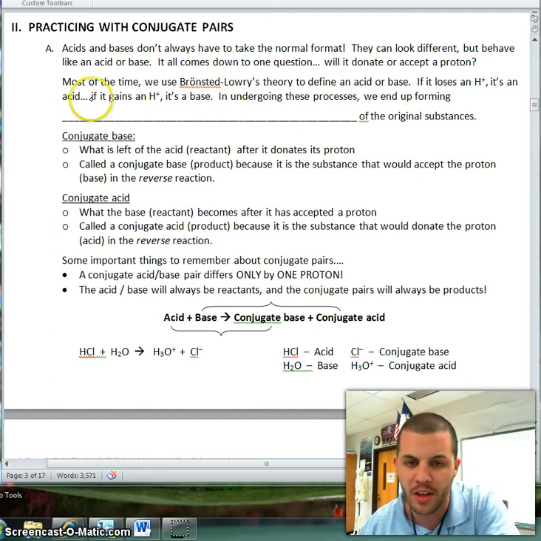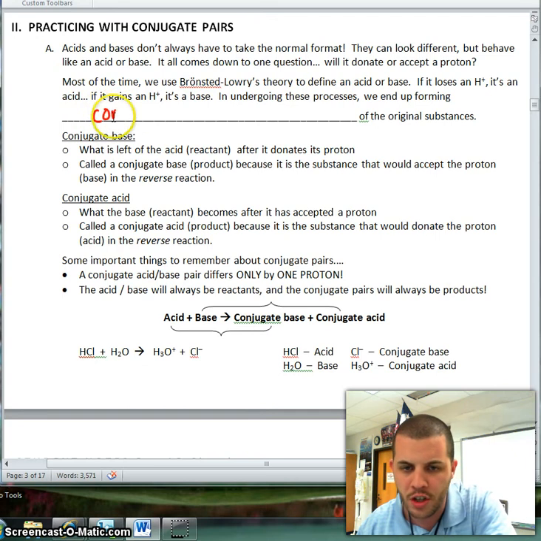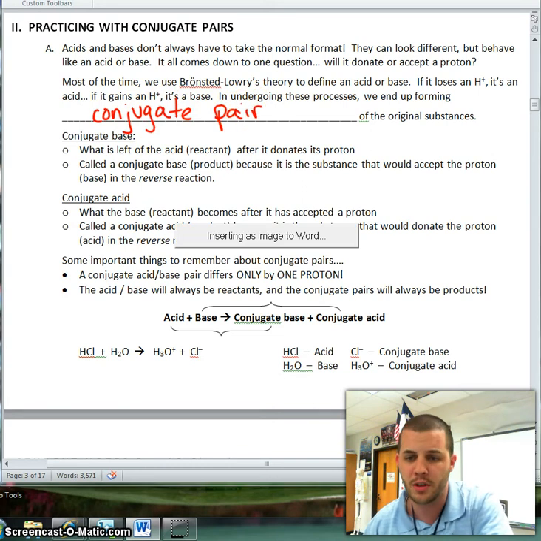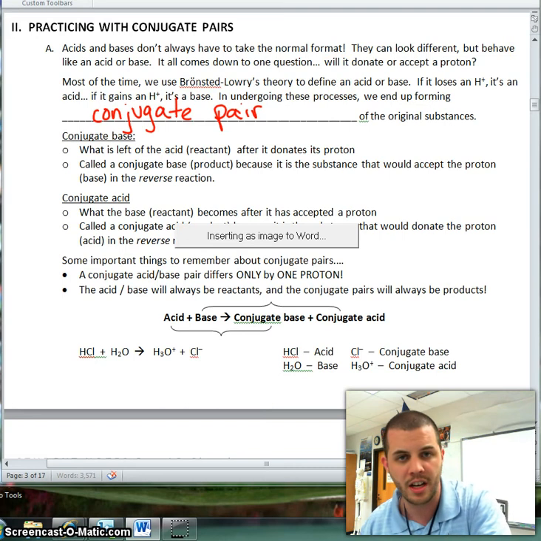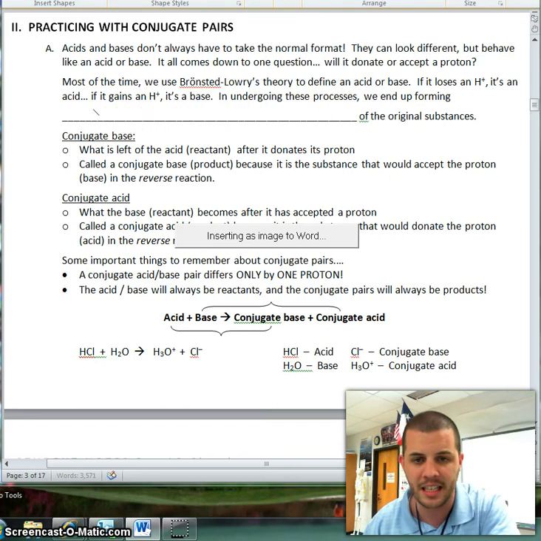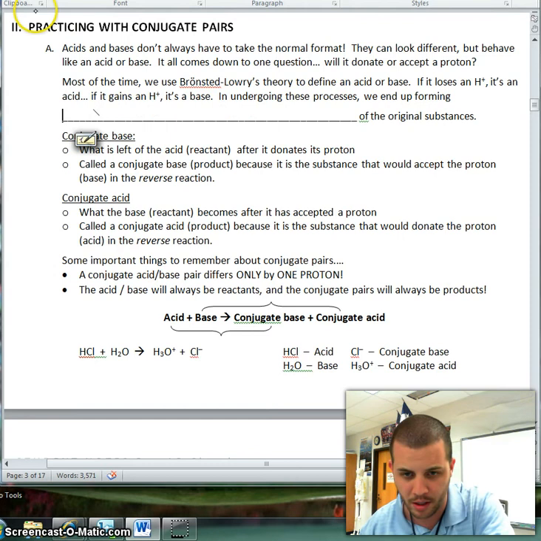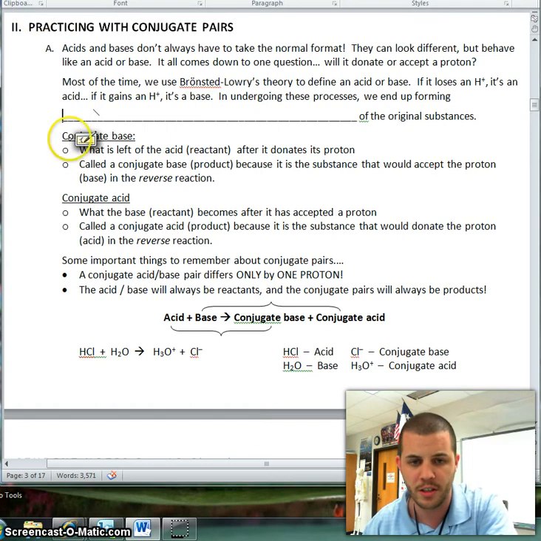So that's going to give us something that we call conjugate pairs. And we have conjugate bases and conjugate acids. And the conjugate pair is going to be the original base and its conjugate acid, or the original acid and its conjugate base. So let's go ahead and take a look at these individual definitions.